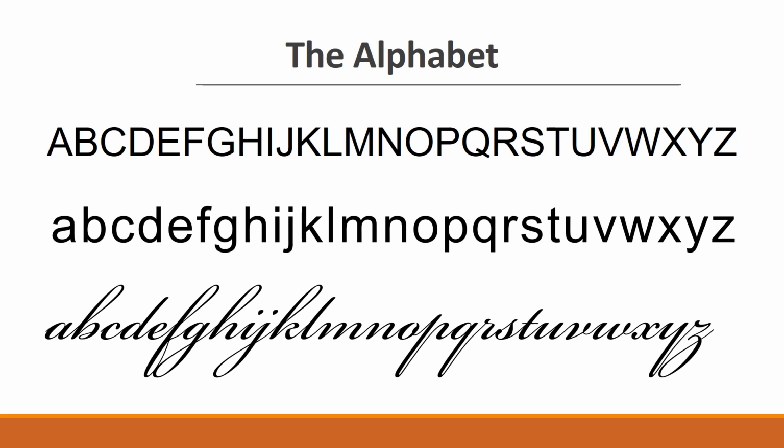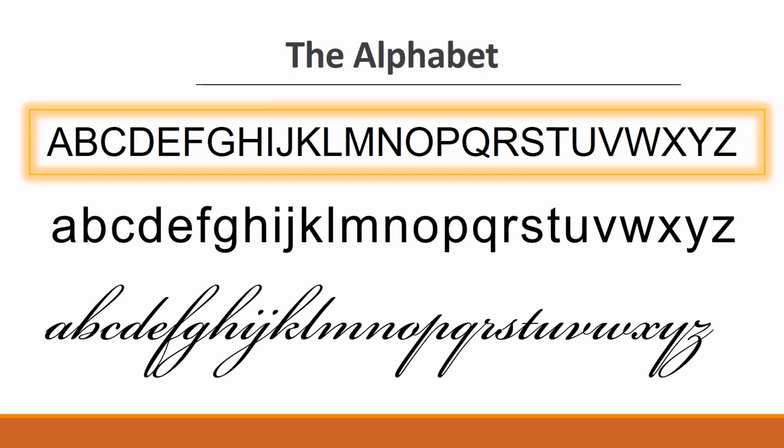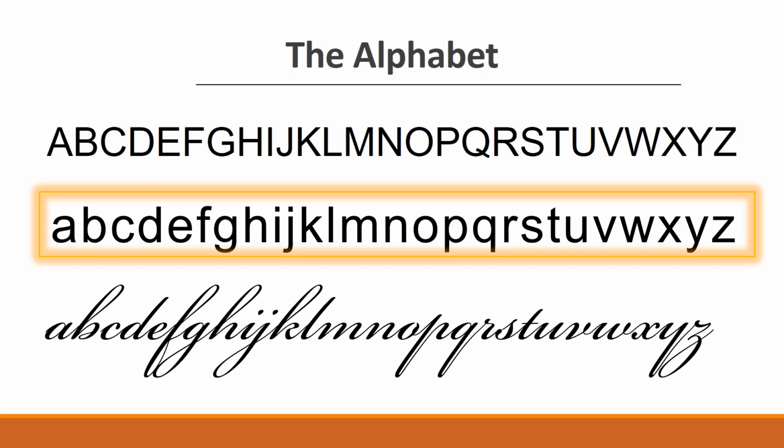I'm showing you the alphabet in three different styles of letters. The first one are capital letters. You will mostly see these at the beginning of sentences and names. We'll talk more about that in a future training. The second one is lowercase letters. You'll see that for the most part. Almost all words will be made up of lowercase letters.